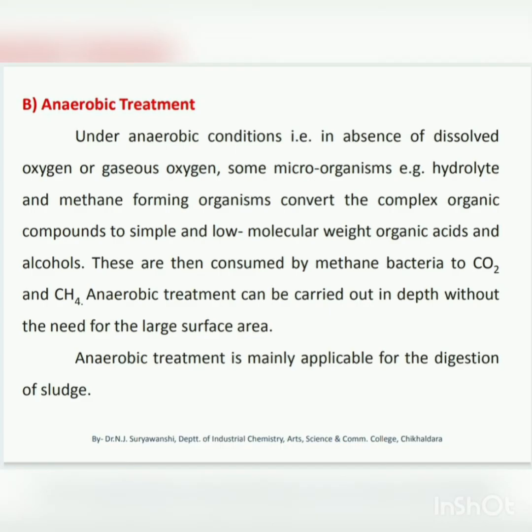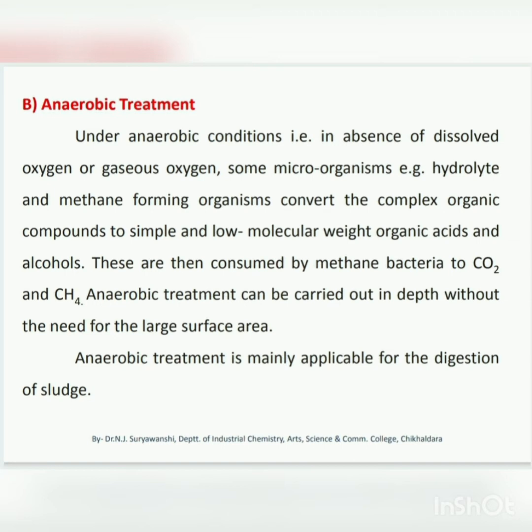The secondary treatment of wastewater can also be carried out in an anaerobic way. Under anaerobic conditions, that is, in the absence of dissolved oxygen or gaseous oxygen, some microorganisms, for example, hydrolytic and methane forming organisms, convert the complex organic compounds to simple, low molecular weight organic acids and alcohols.